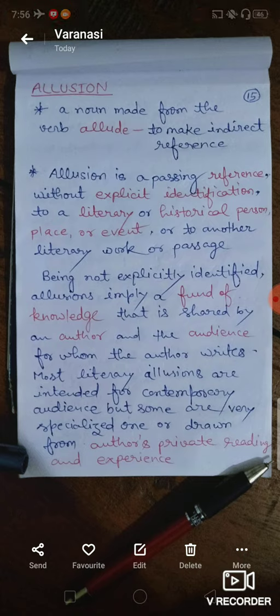Place, for example, Jerusalem, whatever we can say. Now the capital city of Israel, which is a famous place for the birth of Jesus Christ. These places are very well depicted, very frequently depicted in the different works of literature. So that also can be considered as an allusion or event.